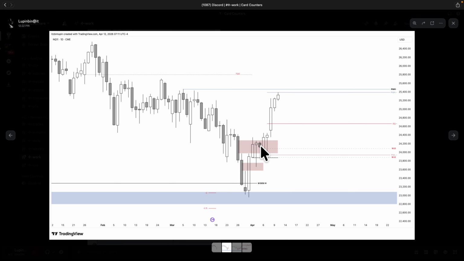We then have the following day simply being an inside day, so the day is contained within the range of the previous day's candle, and I'm pretty sure this was a Friday. So yes, this was a Friday, and Friday was a bank holiday as well, and we also had NFP on that day. I didn't even know it was going to be a bank holiday, but we're going to touch on that later on.